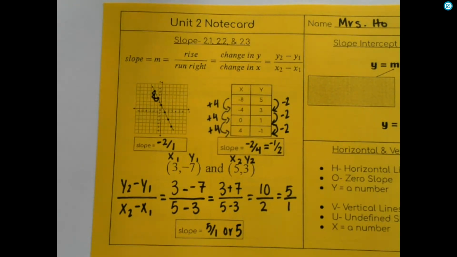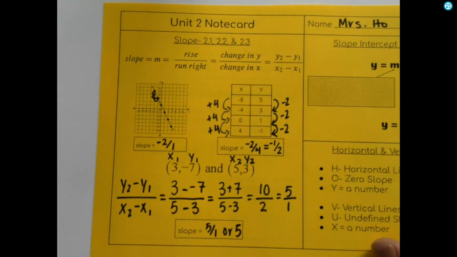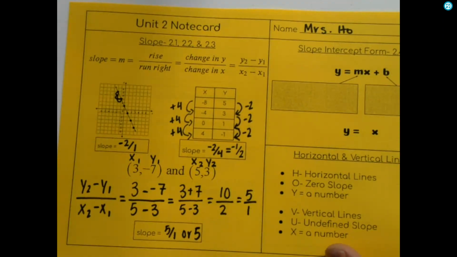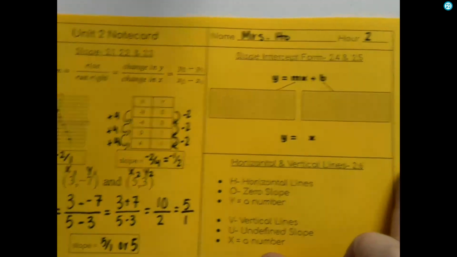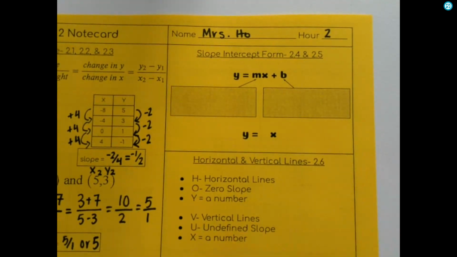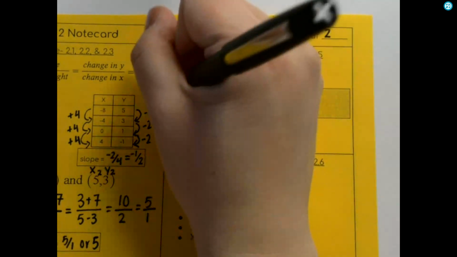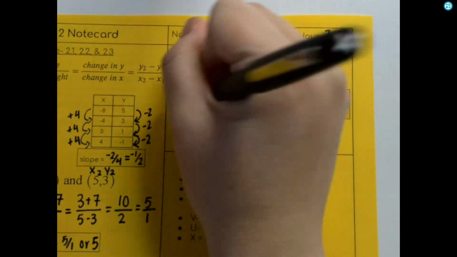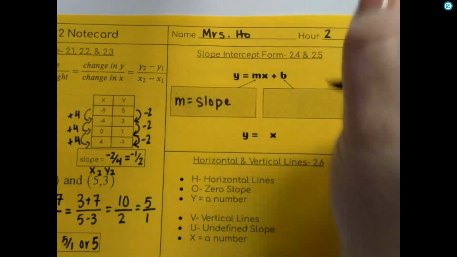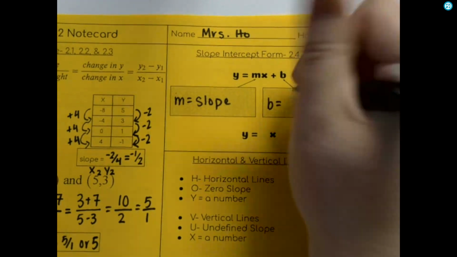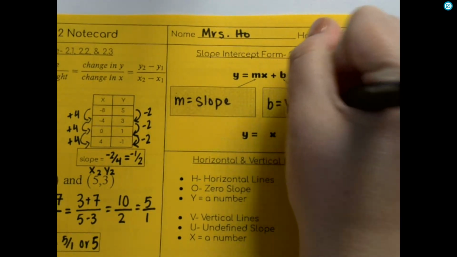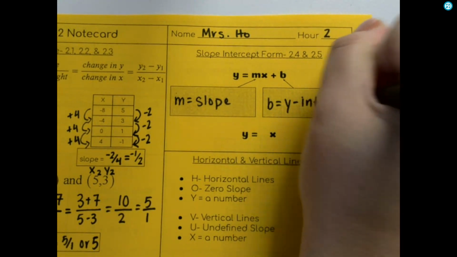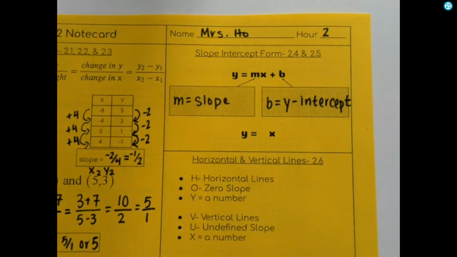Hey, next thing. Let's look at slope-intercept form. So the only thing I put on here for slope-intercept form was just your equation. In your equation, what does m stand for? Slope. So m equals slope. What does your b stand for? Your y-intercept. So that's why it's called slope-intercept form, because it gives you a slope and it gives you a y-intercept.